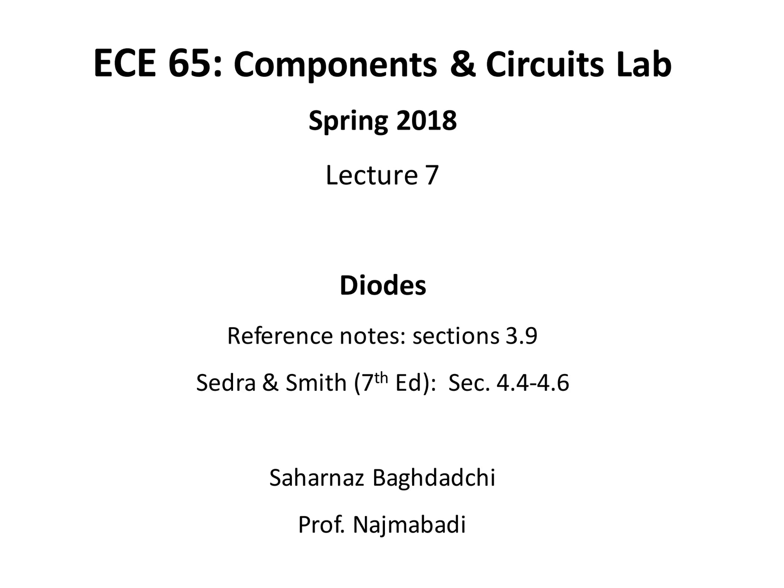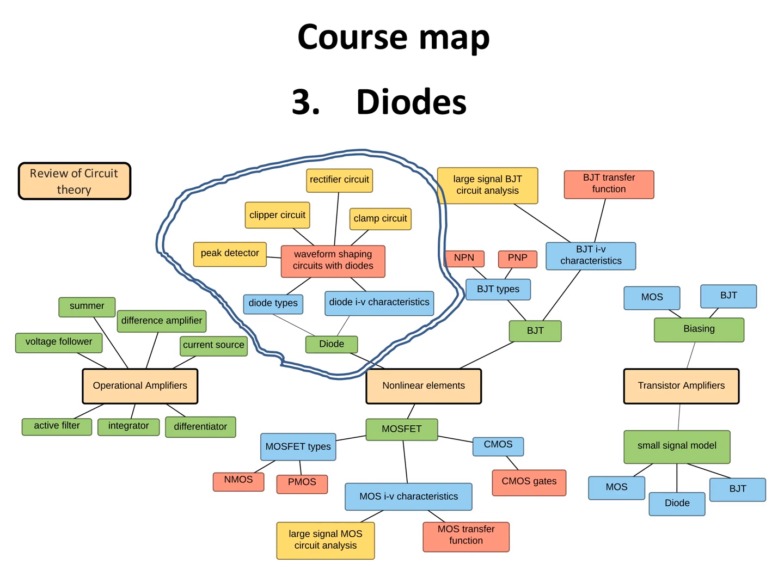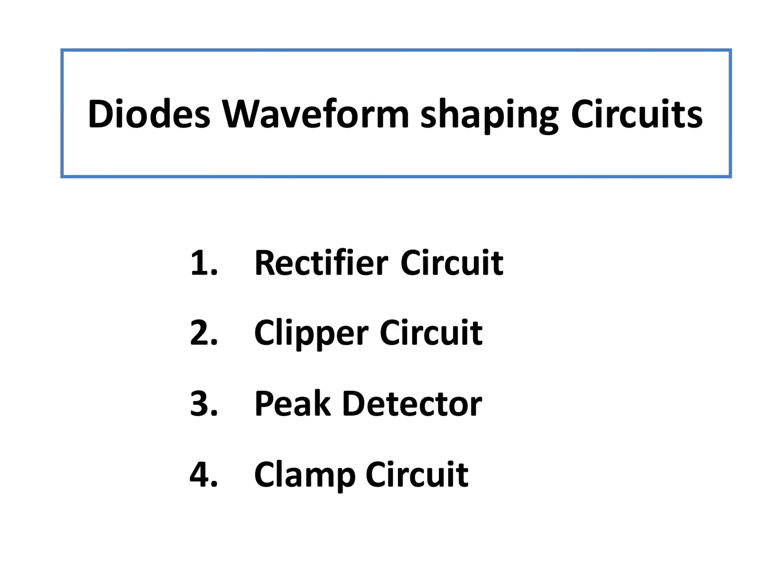Hello everyone, we are continuing the topic of diodes and we're going to start looking at the waveform shaping circuits using diodes. So the waveform shaping circuits that we're going to look at are rectifier circuits, clipper circuits, peak detector, and clamp circuits.